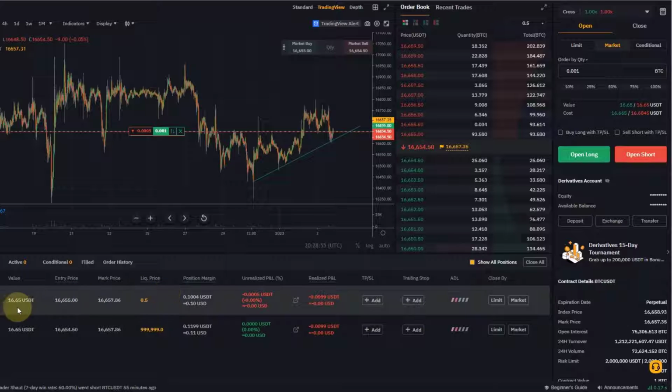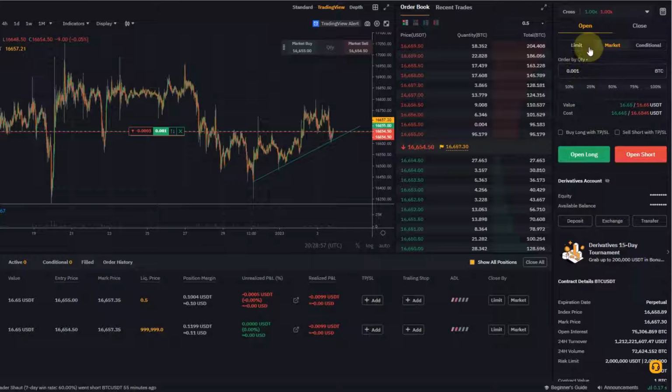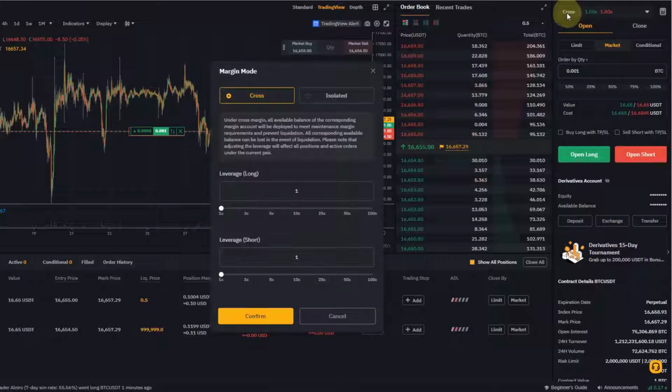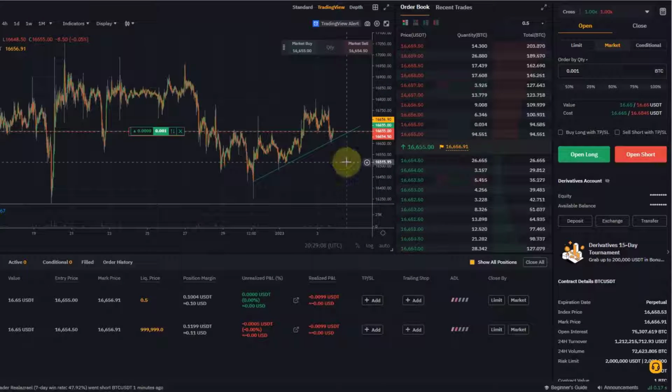I showed you here an example without leverage, but if you want to trade with leverage, you can just add that up here. Personally, I would never use cross margin, but that's a different story. Cross or isolated, I always try to go with isolated, but that's basically it. I don't want to make the tutorial longer than necessary.